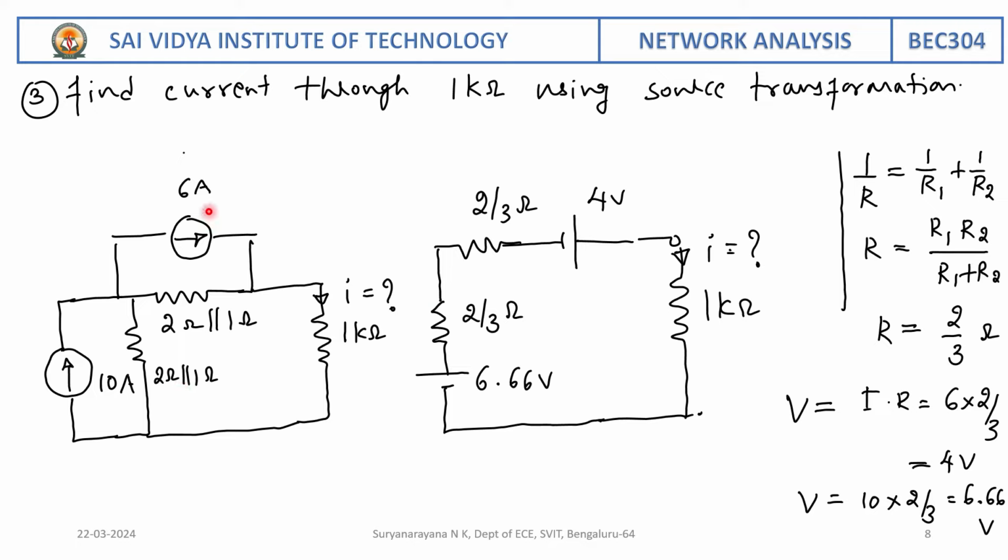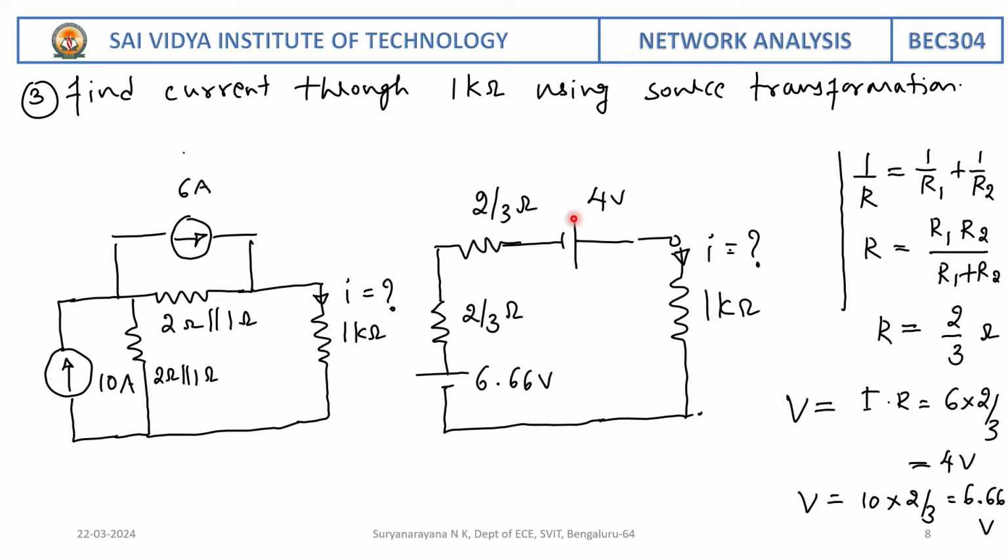Therefore, we can convert the 6 ampere with 2 ohm parallel with 1 ohm into a voltage source, and the 10 ampere with 2 ohm parallel with 1 ohm into a voltage source, by retaining the load resistance unchanged. This is the basic concept. When two resistors are in parallel, the effective resistance is given by their product by sum. Therefore, here the resistance 2 ohm in parallel with 1 ohm is represented by 2 by 3.